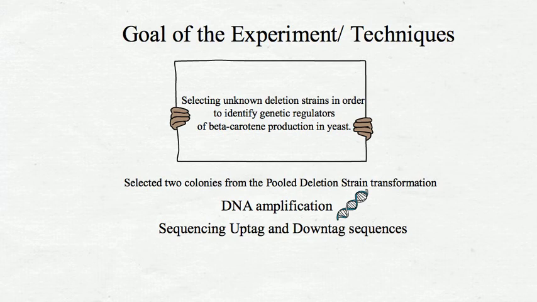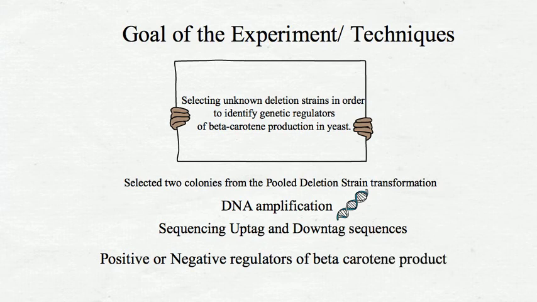This information allows us to speculate whether the genes that were deleted were negative or positive regulators of beta-carotene production, or perhaps something unrelated. I also used yeast databases and primary literature sources in order to determine if the proteins encoded by these genes were involved directly in a beta-carotene pathway.